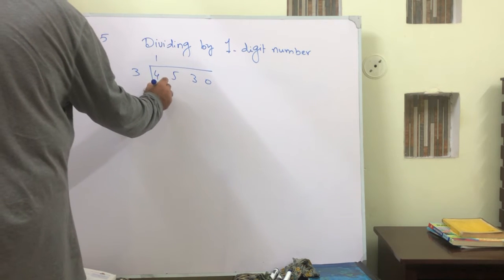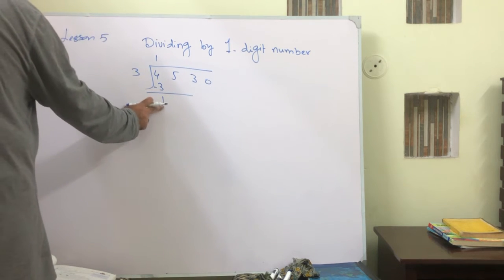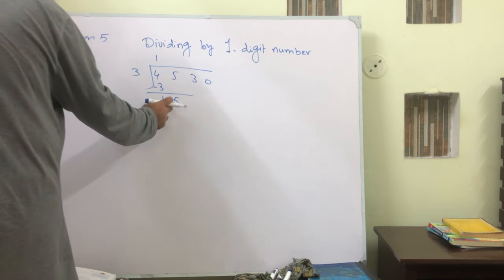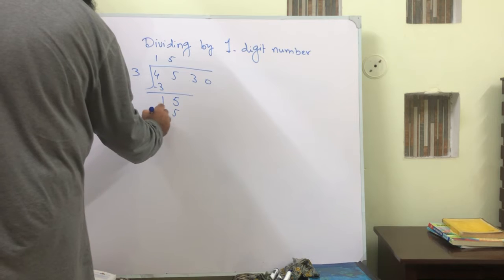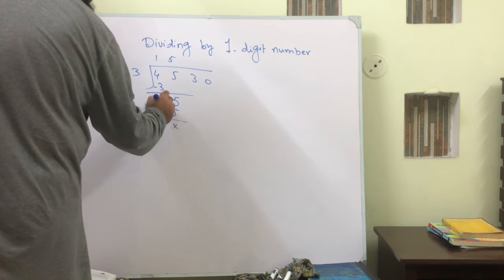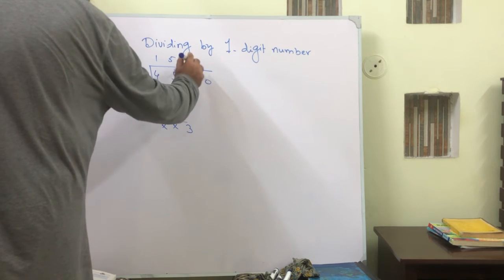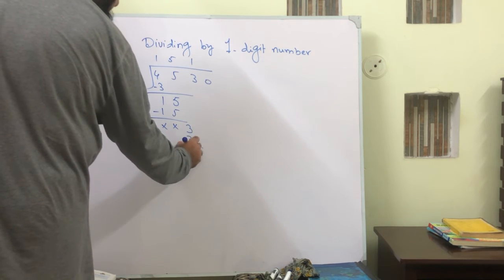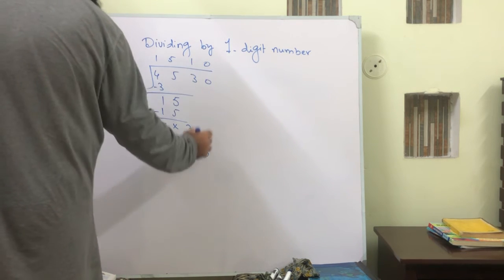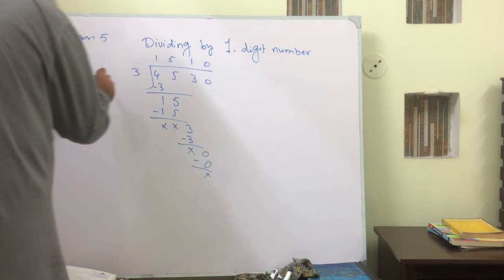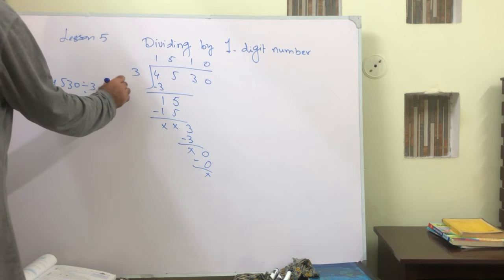3 ones are 3, minus: 4 minus 3 is 1. This is smaller than this, we cannot divide. Bring 5 here. 15 divided by 3, it becomes 3 5s are 15. Minus: 5 minus 5 is 0, 1 minus 1 is 0. Bring 3 down. Okay. 3 1s are 3, 0. Bring down 0. 3 zeros are 0. No remainder. So we can say that 4530 divided by 3, we get the result 1510.